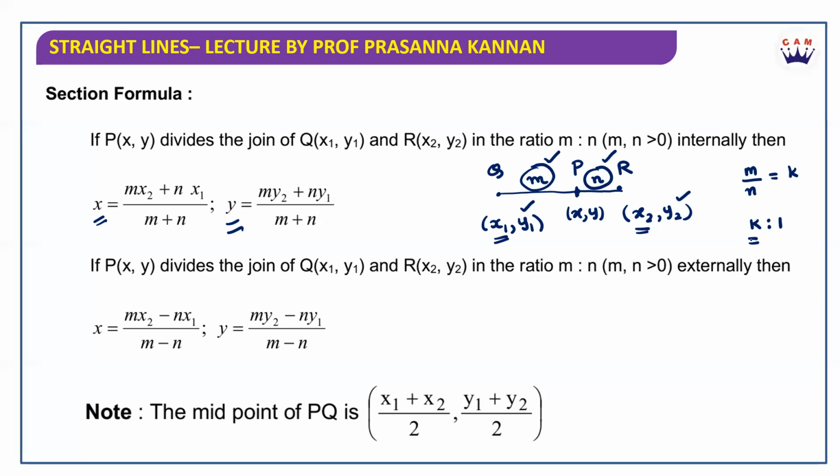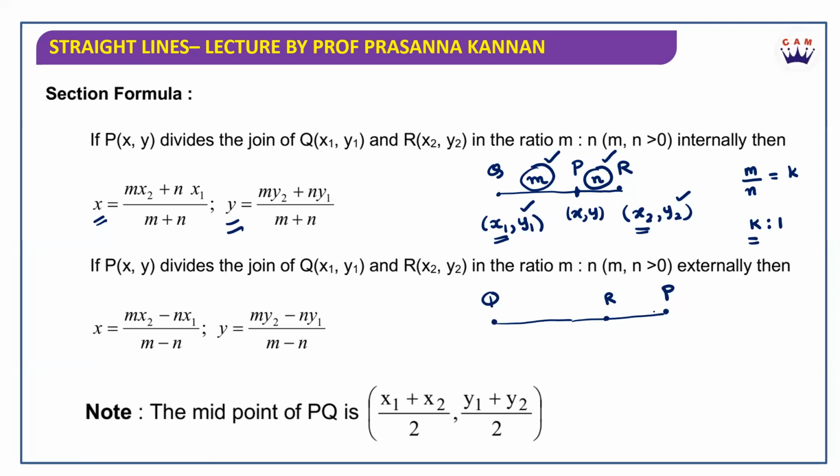Okay. Second formula is when this point P is going to divide the line joining Q and R, not internally but externally. When I say externally, what does that mean? So you have your Q here, you have your R here. The point P is outside. The point P is outside the line joining Q and R.